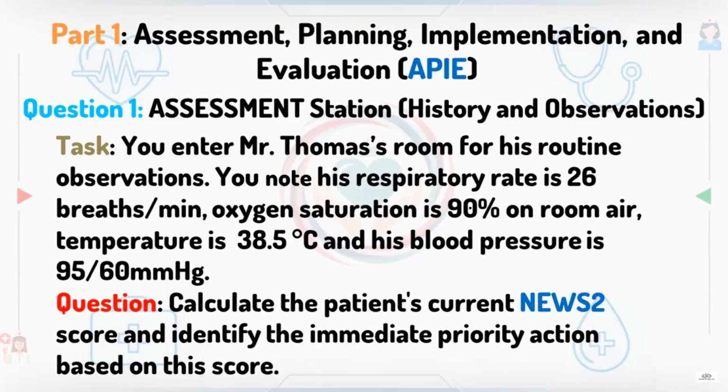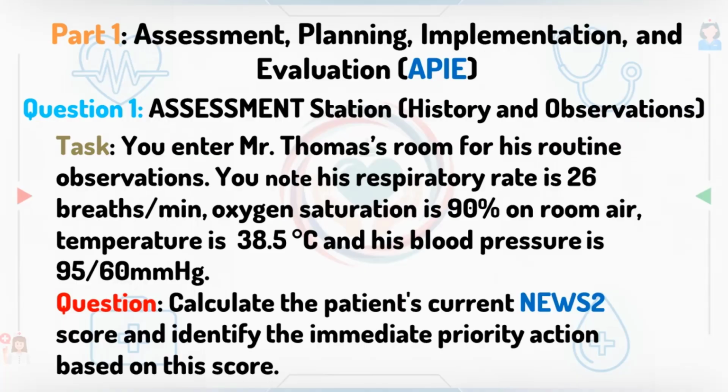Question 1. Assessment Station. History and Observations. You enter Mr. Thomas's room for his routine observations. You note his respiratory rate is 26 breaths per minute. Oxygen saturation is 90% on room air. Temperature is 38.5 degrees Celsius, and his blood pressure is 95/60 millimeters of mercury.